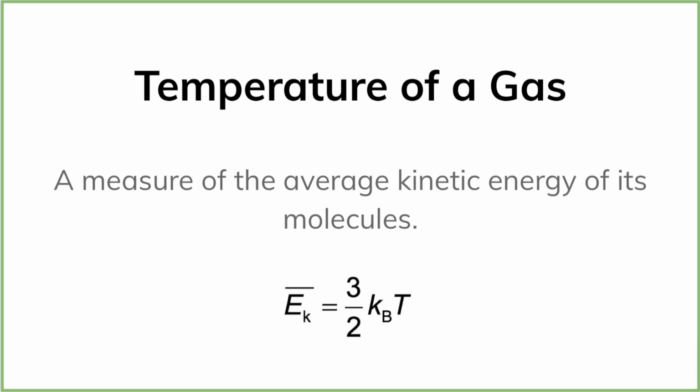The temperature of a gas is a measure of the average kinetic energy of its molecules. And we saw this equation in earlier units. The average kinetic energy of a single molecule is proportional to the temperature multiplied by the Boltzmann constant. And so if the temperature goes up, the average kinetic energy goes up, which means the average speed goes up, so then the molecules are moving faster.